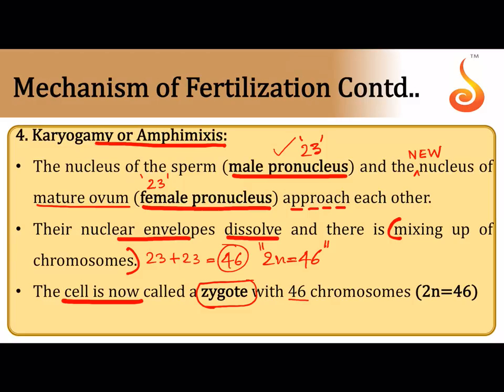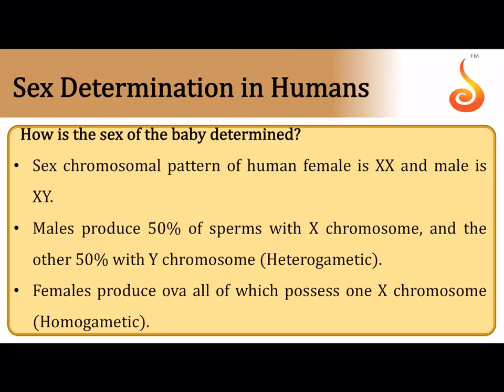So this is the last step of fertilization. It is called karyogamy or it's called amphimixis. And it is during this step that the chromosomes that are present in the male and the female pronuclei, they mix together and they form a zygote, because now the cell has how many chromosomes now? It has 23 plus 23, 46 chromosomes. Clear to all of you?